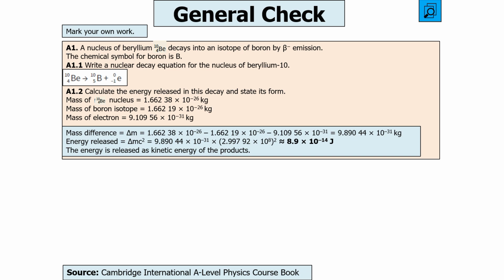So you can find the difference to be 9.89044 times 10 to the minus 31 kilograms. So therefore the energy release is E equals mc squared. So you get 8.9 times 10 to the minus 14 joules. And this tends to be released as the kinetic energy of the products in this particular decay.